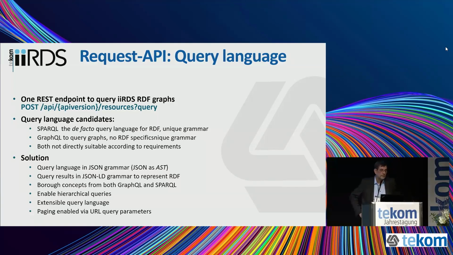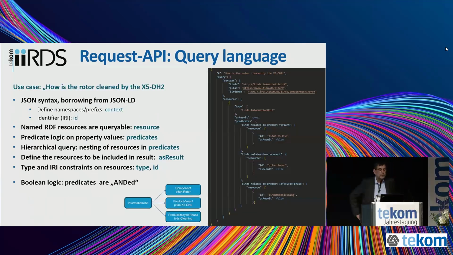We are able to represent RDF in this JSON grammar. We borrowed concepts from GraphQL and SPARQL, so we are able to formulate hierarchical queries. The query language is extensible, and you can also implement paging enabled with URL query parameters when you're using the JSON grammar. So hopefully you can see it. That's an example for the well-known PFAN sample data.